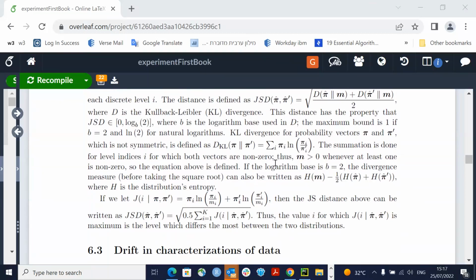Any questions about that? How do you pinpoint which feature is most responsible? It would just be whichever category has the highest value of this expression. The distance is the square root of half of the sum of these, so whichever category has the biggest value of this is the biggest contributor to the sum.